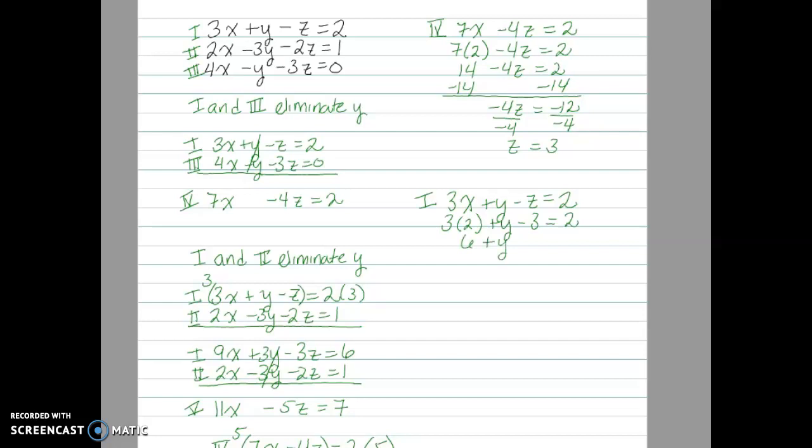So I'm combining like terms that are on the same side first. 6 minus 3 is 3. And then subtract 3 from both sides. Right, so now I have y. I have all three variables, x, y, and z. I'm just going to write them as an ordered triple. So make sure you put them alphabetically, x, y, and z, in parentheses with commas in between.